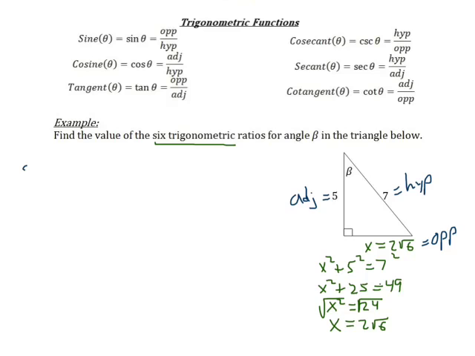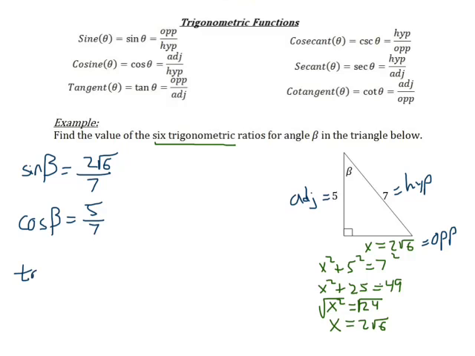We know the sine of beta is opposite over hypotenuse, as we have up here. So that's just going to be 2 root 6 over the hypotenuse 7. And it's just a ratio, a fraction. We're going to leave it alone. Sometimes we might want the decimal value, but that's good enough. Cosine is adjacent over hypotenuse. So now we have adjacent, which is 5, that's coming from here, over the hypotenuse, which is 7.